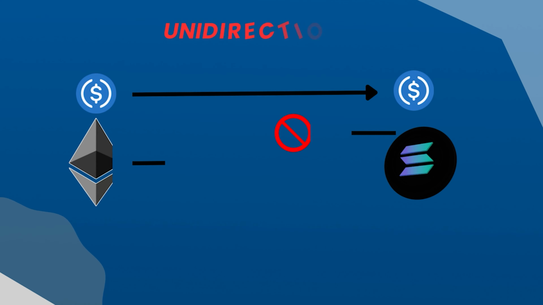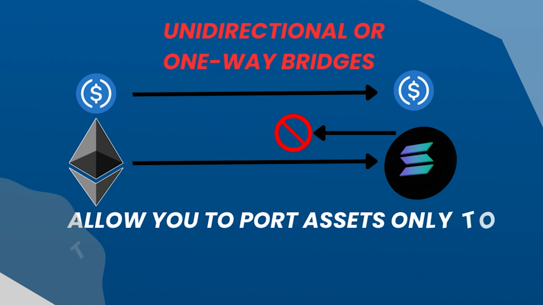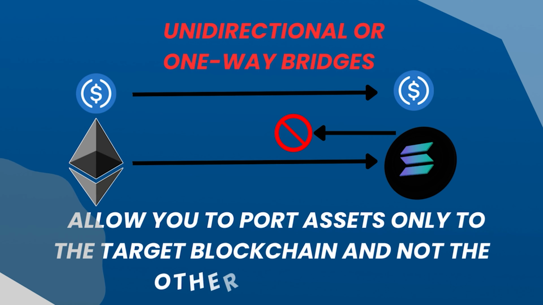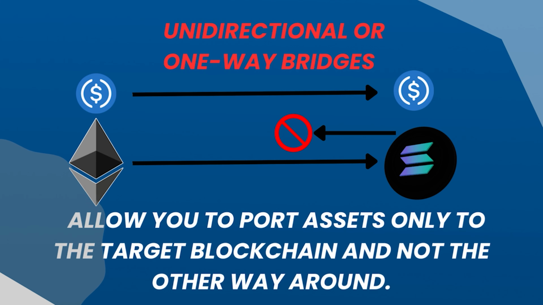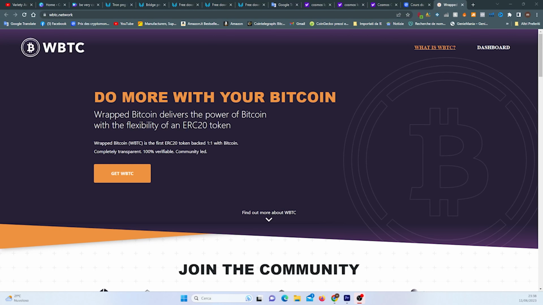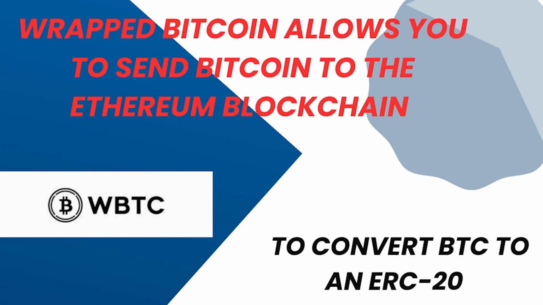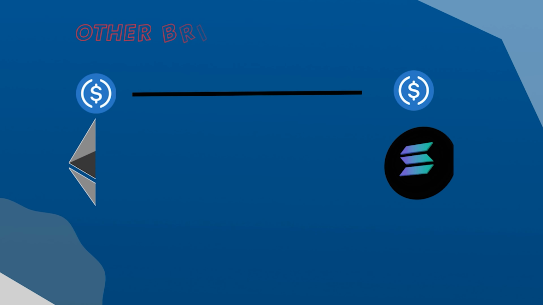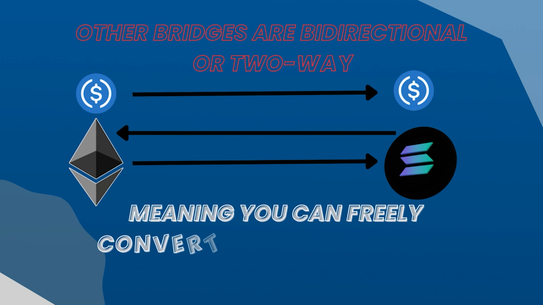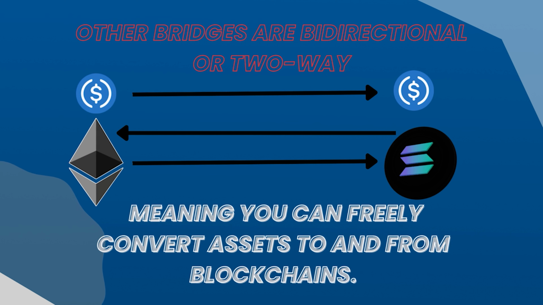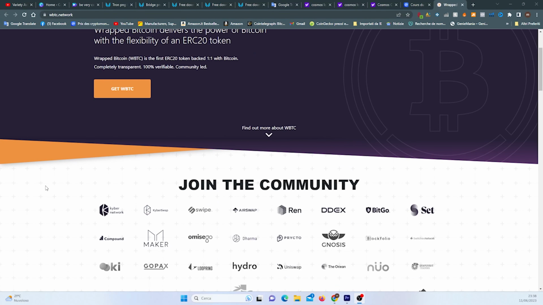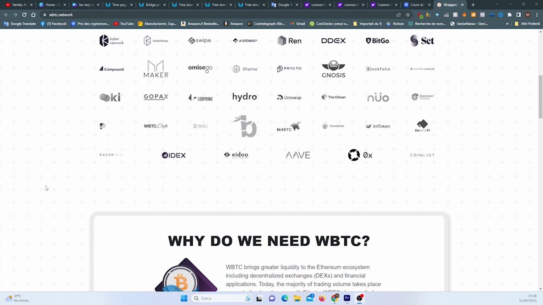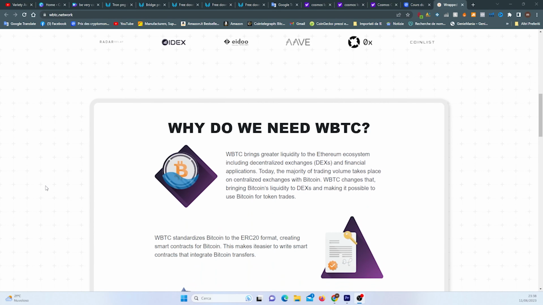Some bridges, known as unidirectional or one-way bridges, allow you to port assets only to the target blockchain and not the other way around. For instance, wrapped Bitcoin allows you to send Bitcoin to the Ethereum blockchain to convert BTC to an ERC20 token, but it doesn't let you send Ether to the Bitcoin blockchain. Other bridges like Wormhole and Multichain are bidirectional, or two-way, meaning you can freely convert assets to and from blockchains. Just as you can send Solana to Ethereum's blockchain, you can send Ether to Solana.